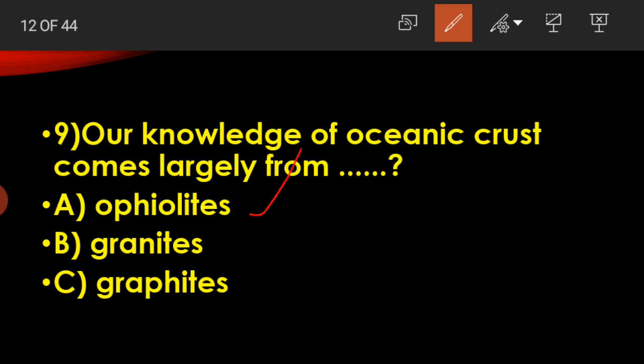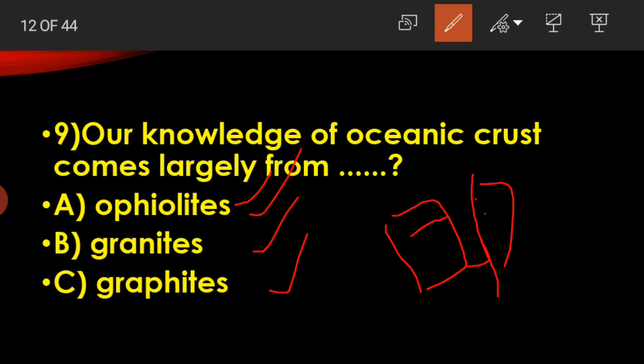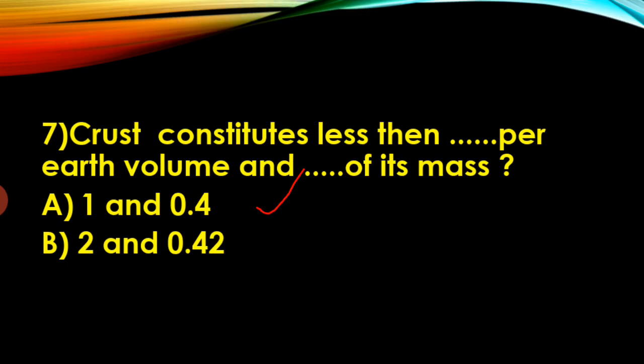Our knowledge of oceanic crust comes largely from option A, ophiolites, option B, granites, option C, graphites. Here is the correct answer. Our knowledge of oceanic crust comes largely from ophiolites, which are thought to represent tectonic fragments of oceanic crust that are preserved in the continents. Okay, here the correct answer is ophiolites.